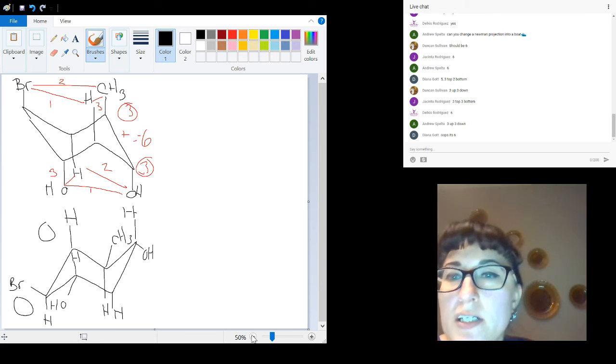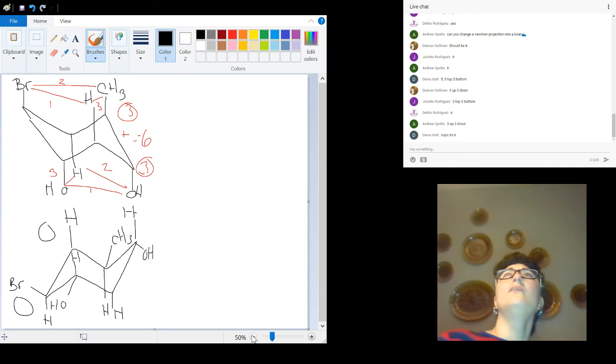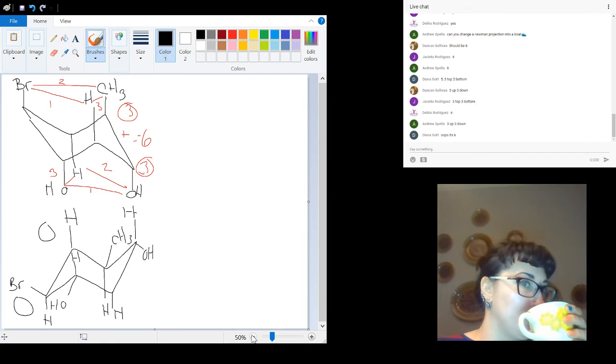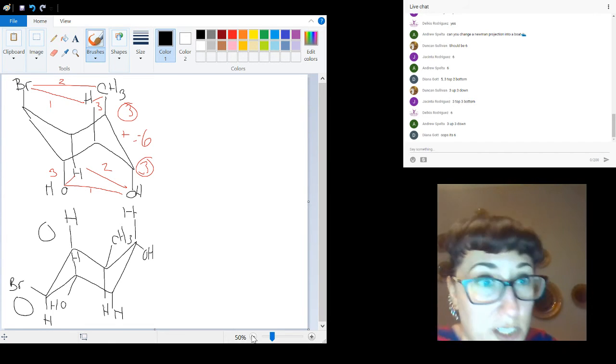Newman projection into a boat. What just happened up there? It sounds like my floor's caving in because Red jumped on something. I don't know if I've told you guys this. Red is a gigantic dog. Okay.